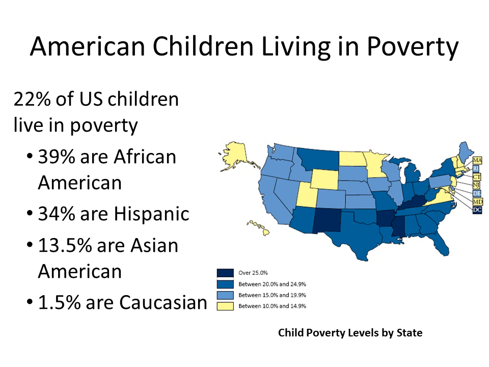22% of U.S. children live in poverty. 39% are African American, 34% are Hispanic, 13.5% are Asian American, and 1.5% are Caucasian. Now, what you'll see here with this chart is that the lighter the color, the better off the state is. And what you'll notice is that there are certain states that are dark blue or kind of a medium blue where the poverty rate is just unbelievably high for young people.